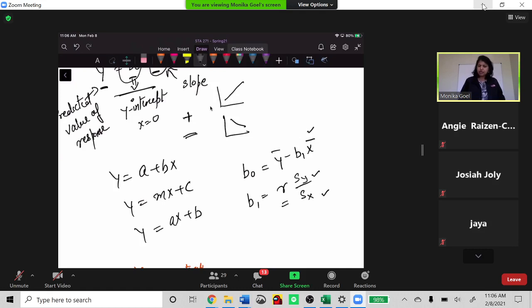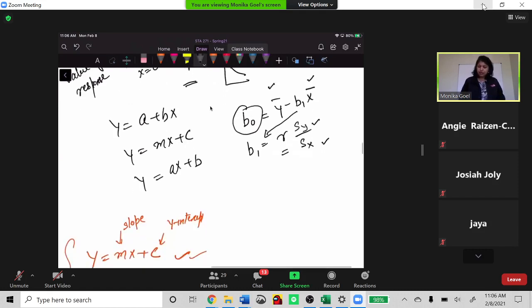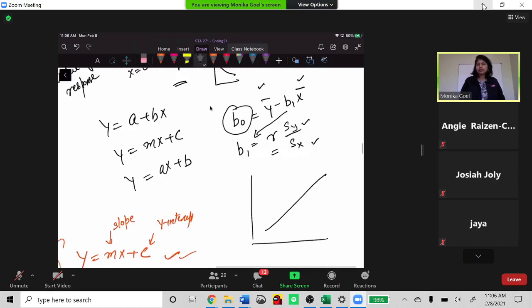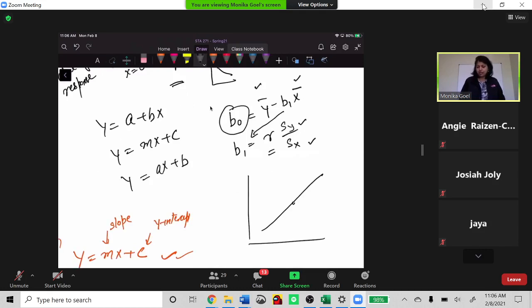This is the mean of X. This is the mean of Y. And this slope comes from here. And then you can calculate the Y-intercept also. When we use the least square regression line to predict the values of y, the least square regression line always passes through the mean of x and y. So the mean of x and y is always on your regression line.